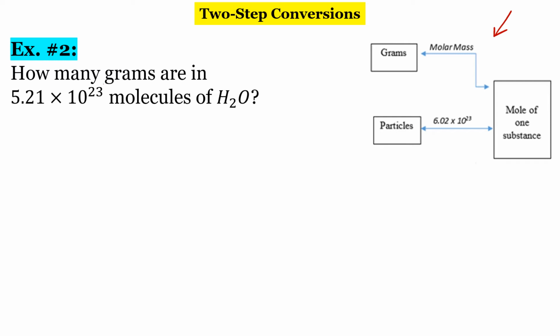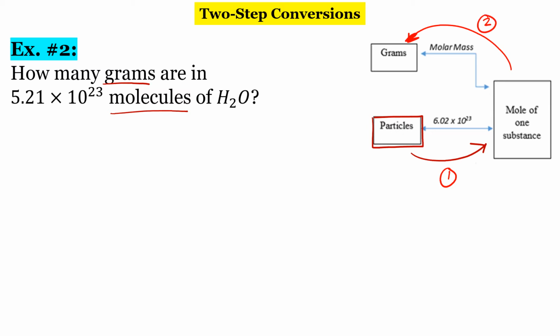So in this question, we're going from molecules to grams. Molecules, remember, are particles. So we're going to go first from particles to moles, and then from moles to grams. So there are 2 steps, step number 1 and step number 2. Let's start with what we're given. We have 5.21 times 10 to the 23rd molecules.